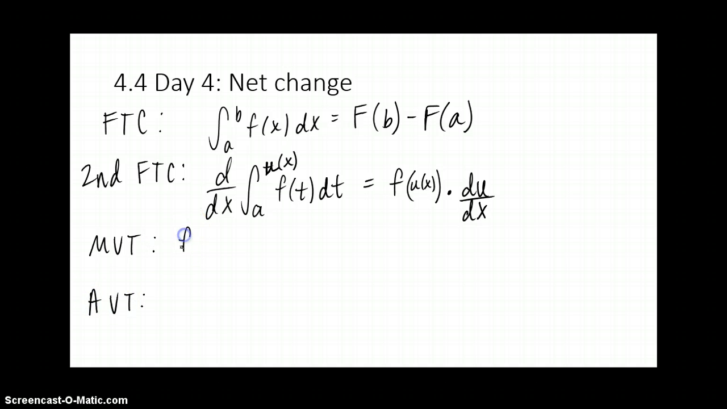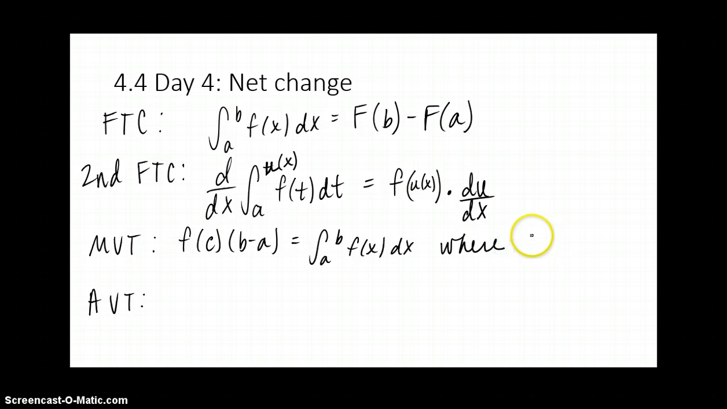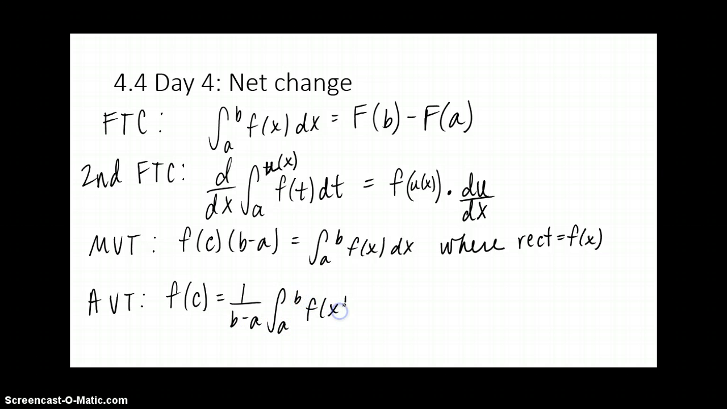So the mean value theorem, this gave us the where. So where the mean value rectangle, okay, so where the mean value rectangle intersected the function. That told us where that occurred. And the average value, if we take the mean value and divide both sides by b minus a, the average value gave us the height of what the book referred to as the mean value rectangle.